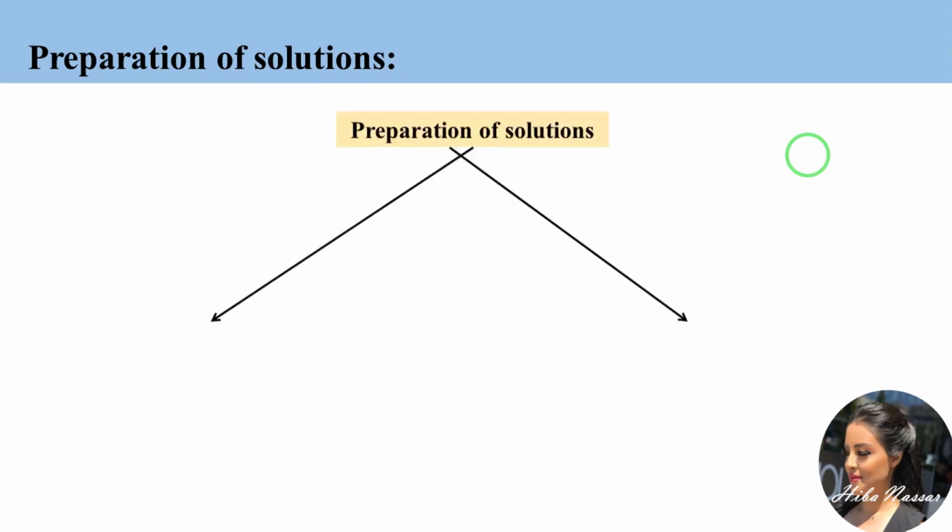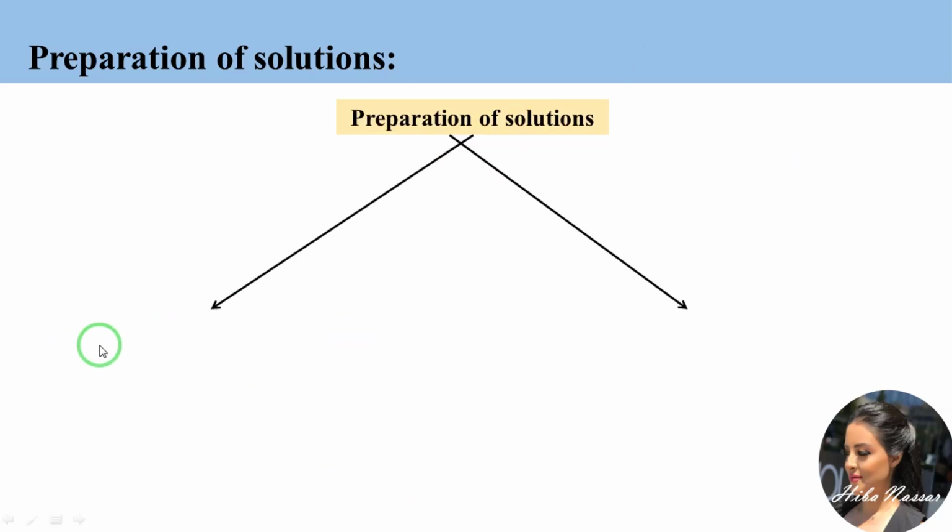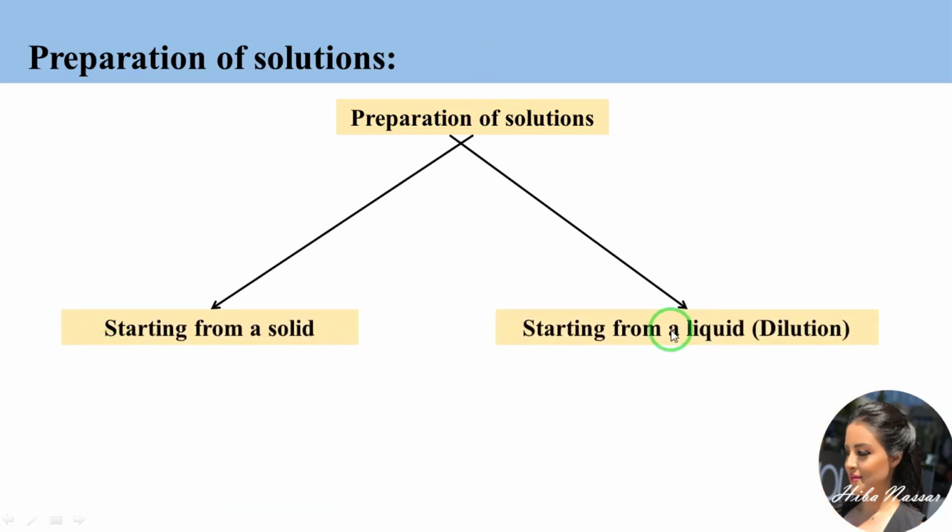In chemistry, in order to prepare a certain solution, you have two procedures. We have the preparation of a solution starting from a solid solute, or the preparation of a solution starting from a liquid solute, which we call dilution. In this video, we are going to talk about how to prepare a solution starting from a solid solute.